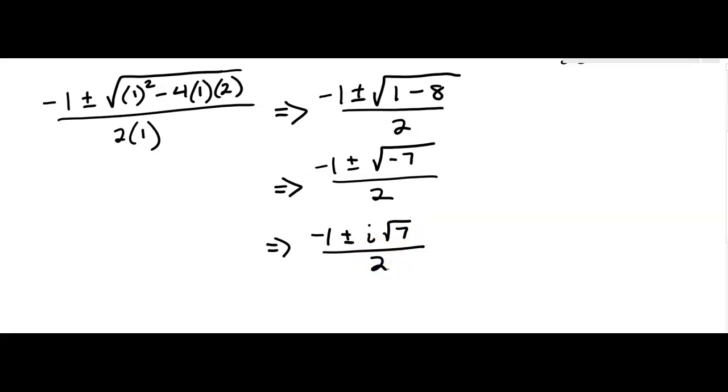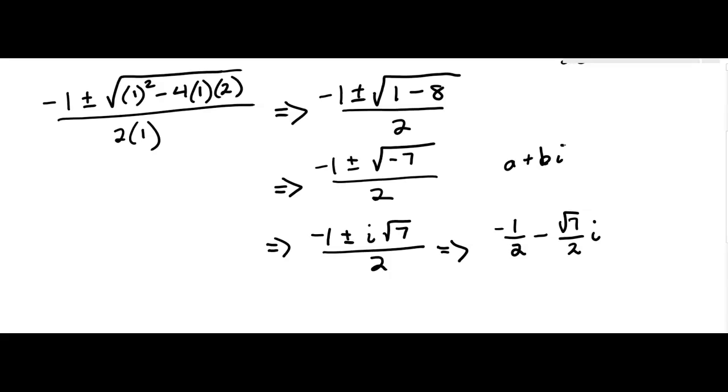Now, my guess is they're going to want to write this in a plus bi form. So I'll write it over here. That would be negative 1. It doesn't really matter which one you put first, but I'll put minus. Sorry, I wanted to write that, but not quite like that. Okay, so negative 1/2 minus the square root of 7 over 2 i. That is the a plus bi form that we were talking about.